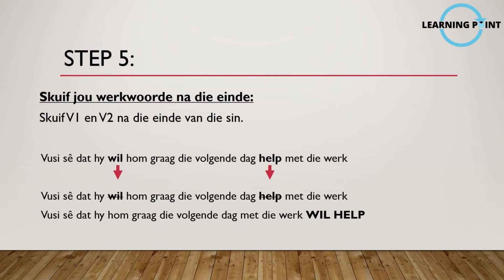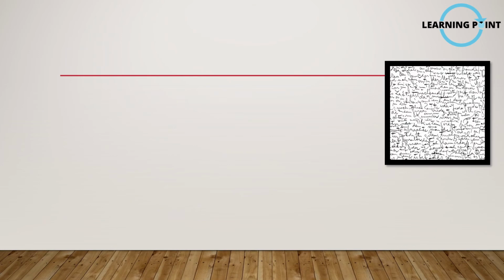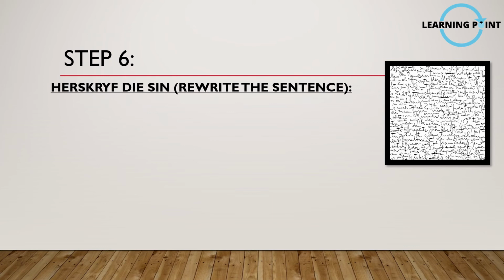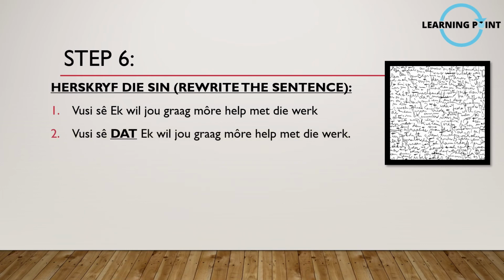And then step 6, which is our final step, rewrite the sentence. So if you did all these steps separately, as you should be doing, you should now rewrite the sentence with all the changes you made. The first step would be to take away the punctuation. I take away my punctuation. Vusi sê ek wil jou graag môre help met die werk. Step 2, put in a dat where I took out the colon and the quotation mark. Vusi sê dat ek wil jou graag môre help met die werk.